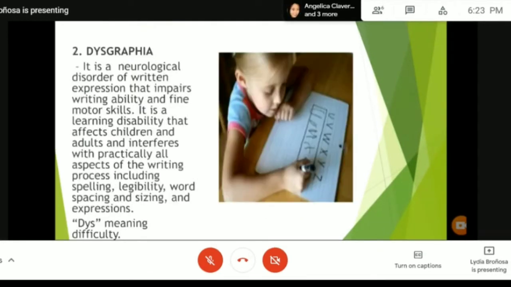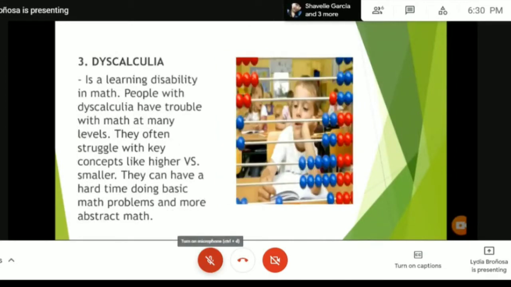Let us go now to dysgraphia. What is dysgraphia? It is a neurological disorder of written expression that impairs writing ability and fine motor skills. Let us go now to dyscalculia. It is a learning disability in math. People with dyscalculia have trouble with math at many levels. They often struggle with key concepts like bigger versus smaller.